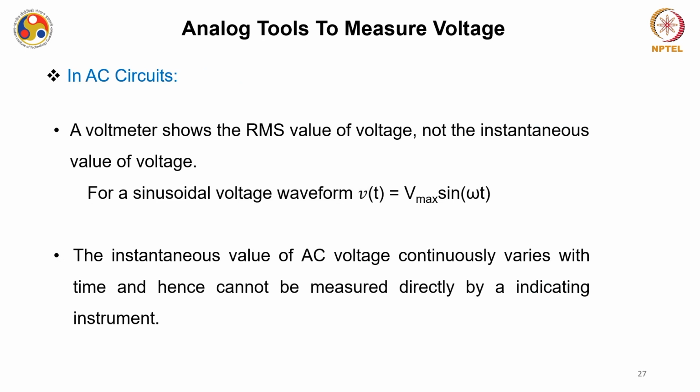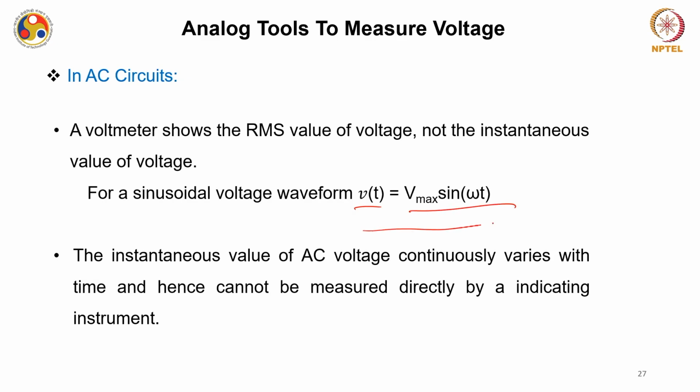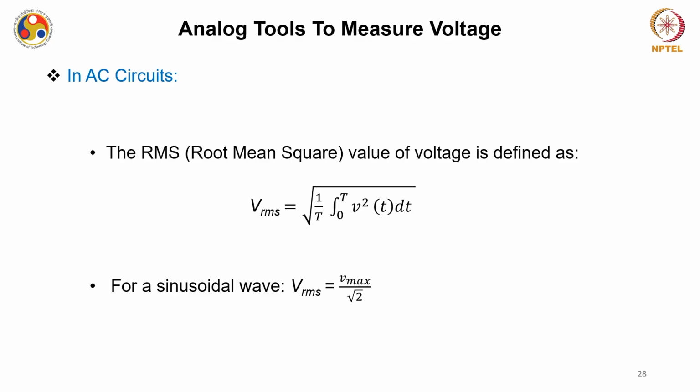In AC circuits, a voltmeter shows basically the RMS value of the voltage, not the instantaneous value of the voltage. It's very similar to what we have seen for the ammeters. Say a sinusoidal voltage, Vt equals V max times sine omega t. The instantaneous value of this AC voltage continuously varies with time and cannot be measured directly by any indicating tool, and that's why the RMS voltage helps us.